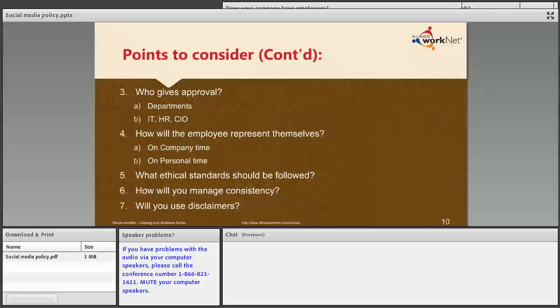Number 4 is, how will the employee represent themselves? For example, if they're on their company time, will they have an email or a handle, a Twitter handle is what people call it, that includes maybe their first name and the name of their company? So for example, maybe it's D Illinois WorkNet, or maybe it's just D.